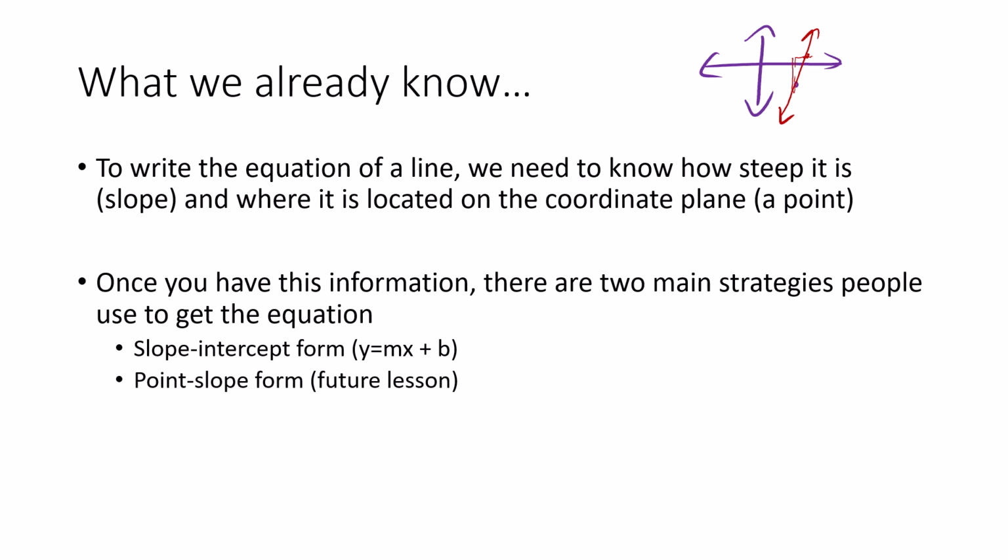Now, once you have this information, and the information might be given to you, or the information might be something you have to get from other information that you're given, but once you have the slope and a location, there are two main strategies people use to get the equation. The first is what we're going to look at in this lesson, which is to use slope-intercept form. The other very popular strategy is something called point-slope form, and we're going to save that for a future lesson, and we'll go through where that comes from and when you would want to use that strategy.